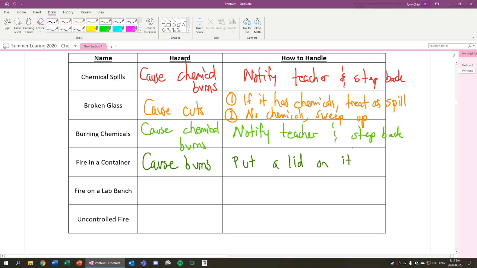So what does that mean? Well, at home, if you have a pan on fire, you will put a lid on it to take away the oxygen. In a lab, a lot of the equipment that you have doesn't have lids. So instead, you want to find something that can be a lid, such as, for example, a watch glass that you can put on top of a beaker to put out the fire. Number six, fire on a lab bench can cause burns. And this one, you can't. There's no lid that could be put on top of a lab bench. This one is use fire blanket.